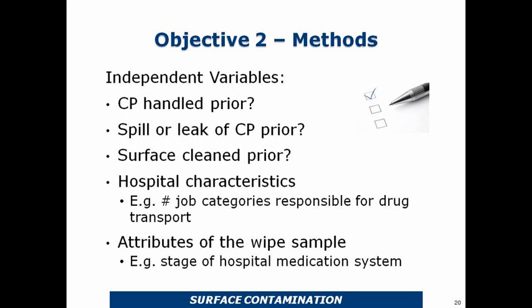In terms of the determinants, what we looked at were various independent variables. We wanted to see whether or not cyclophosphamide was handled prior to sample collection. We also wanted to see whether or not there were spills or leaks of cyclophosphamide prior to, and whether the surface was clean prior to. Some of the hospital characteristics were the number of job categories that were responsible for drug transport. And the attributes of the wipe included at what stage of the hospital medication system the wipe was collected.